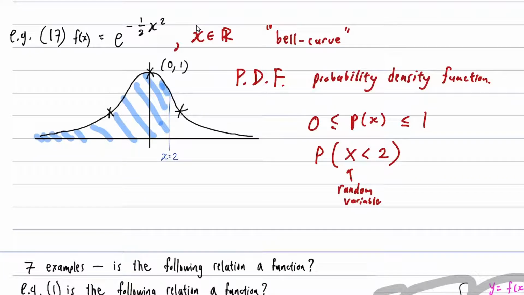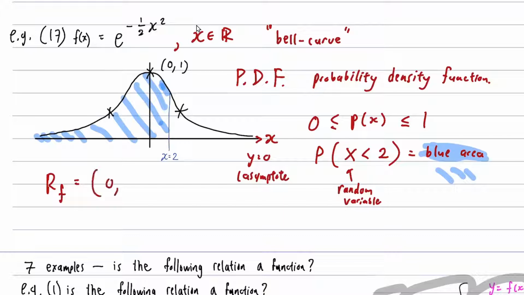Let's just look at the graph and figure out what is the range. Actually, it's the x-axis as asymptote. Yes, correct. Yes, y equal to 0 is the asymptote. Then round bracket 0, comma, 1 square bracket.